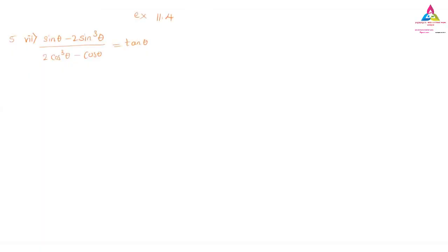So in the 11.4 exercise, fifth main, seventh one: (sin theta minus 2 sin cube theta) divided by (2 cos cube theta minus cos theta) is equal to tan theta, we have to prove. And whenever you find this type of question, first keep it in your mind, when you have a cube in the numerator and denominator, don't think that we have to apply the cube formula, the identity of a cube minus b cube.